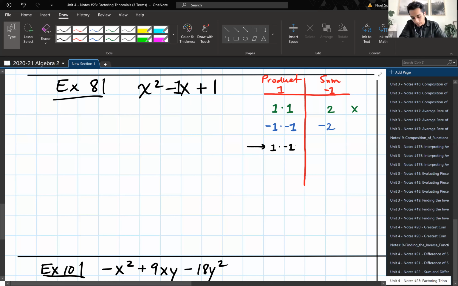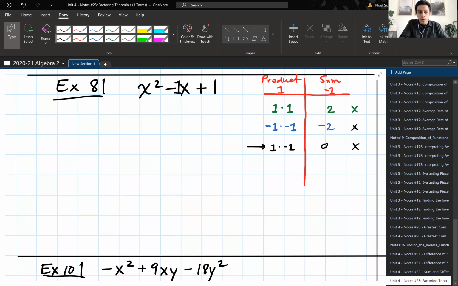So right away, this last combination doesn't even satisfy the first requirement. And in addition to that, if you were to add them up, the sum would be 0. So both of these are not satisfying the requirements that we're looking for. That's because there is no way to have two numbers multiply to be 1, but also add up to be -1 at the same time.